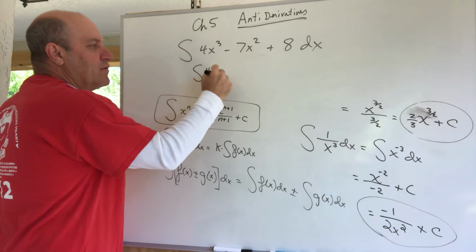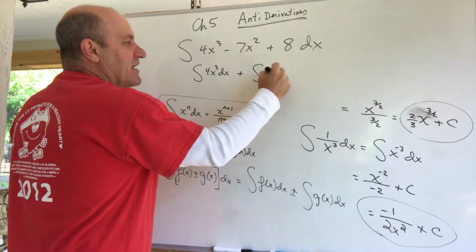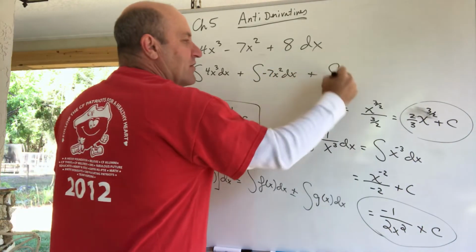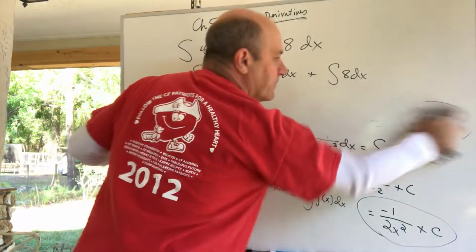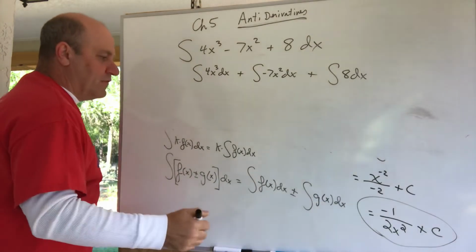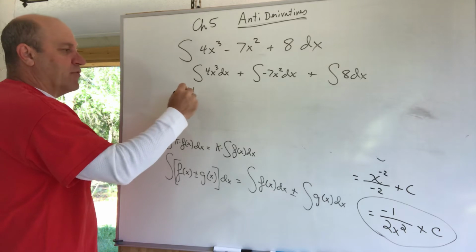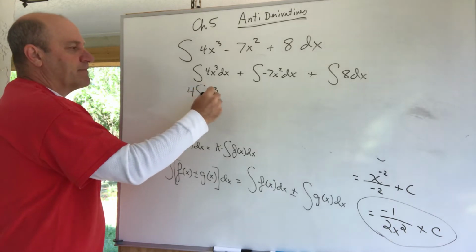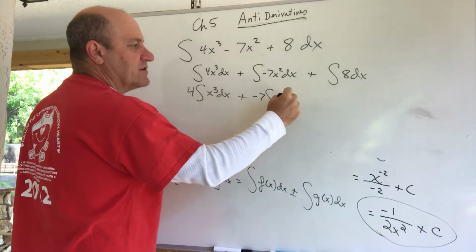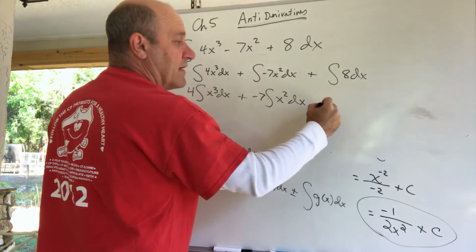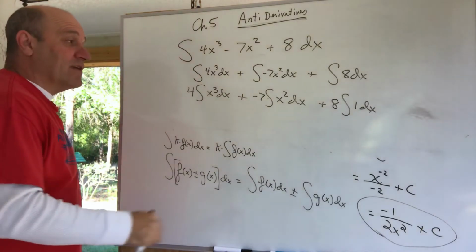You have 4x cubed dx. You have a negative 7x squared dx. And you have another integral, 8 dx. And then you're allowed to pull these multiplied constants out front. So I can pull the 4 out front, I can pull the negative 7 out front, I can pull the 8 out front. And now I can do these integrals.